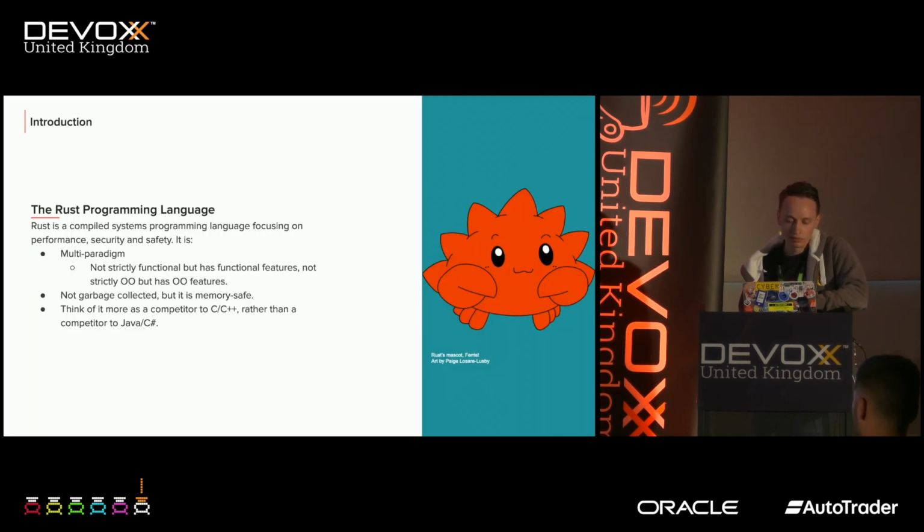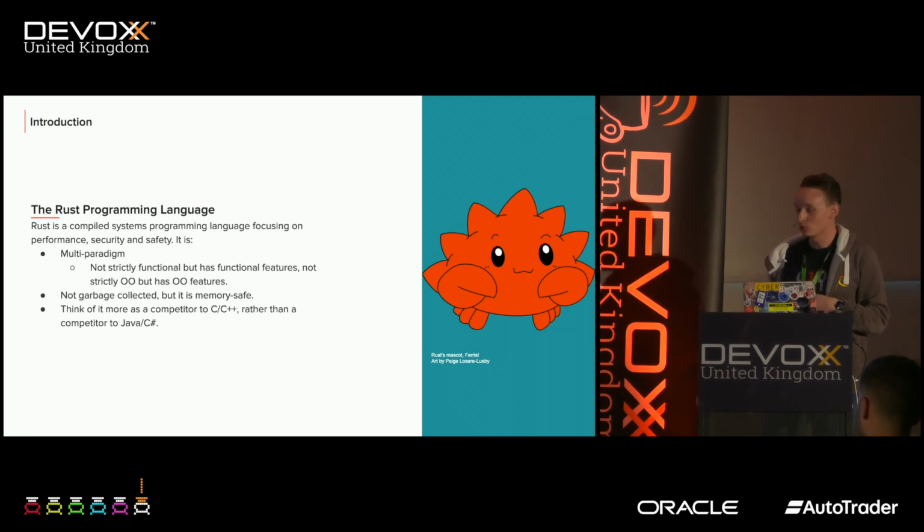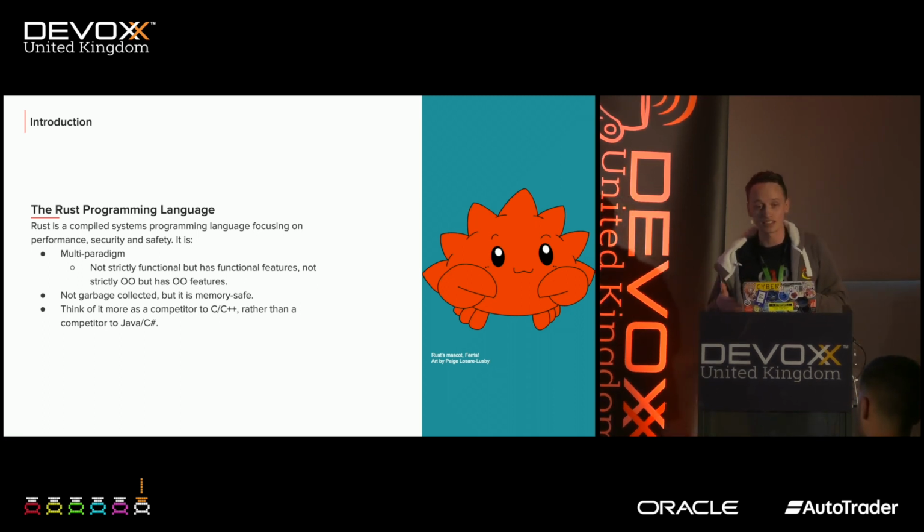So the Rust programming language is a compiled systems programming language with a focus on performance, security, and safety. Those are the three main principles set out by the language designers. It also has a very cute mascot called Ferris. He's a Rust-ation. There you go.